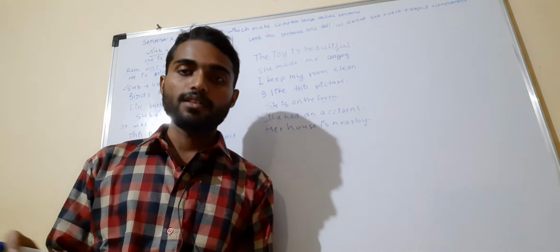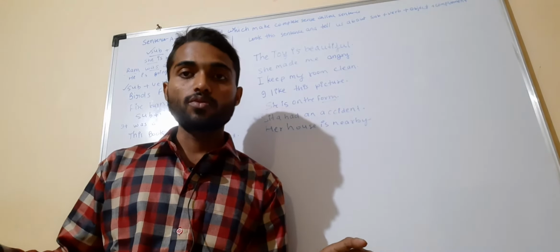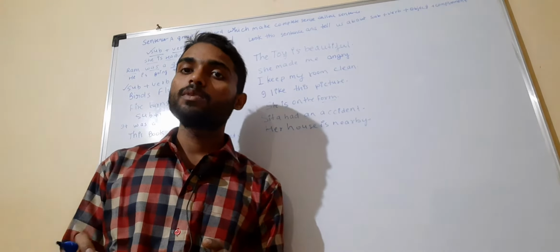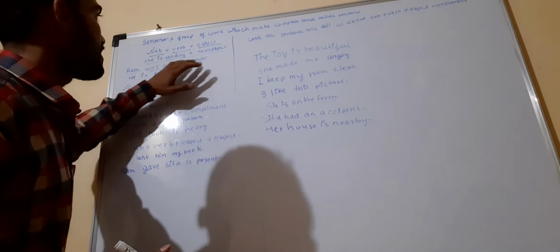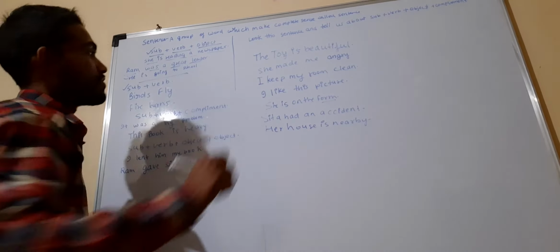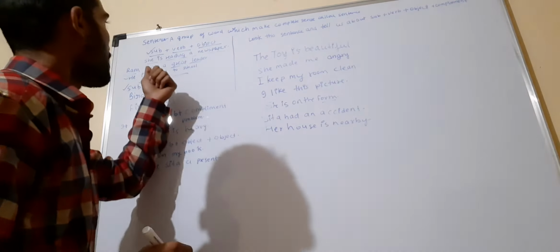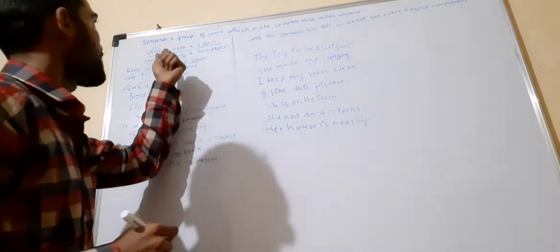A group of words, or more groups of words, will be called a sentence. So you can say "Ram was a great leader," and after that I have written "he is going to school." This is also subject plus verb plus object.